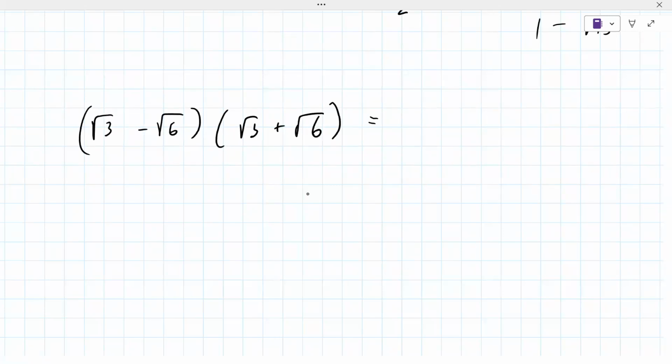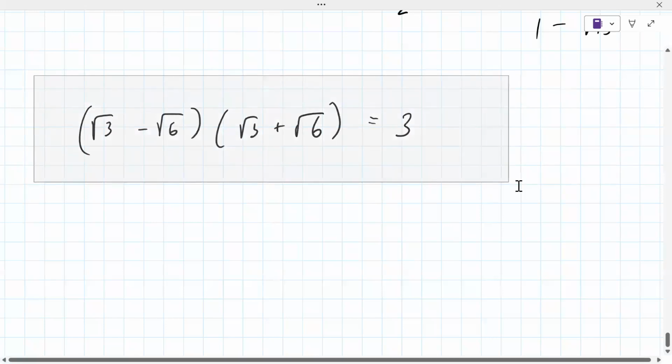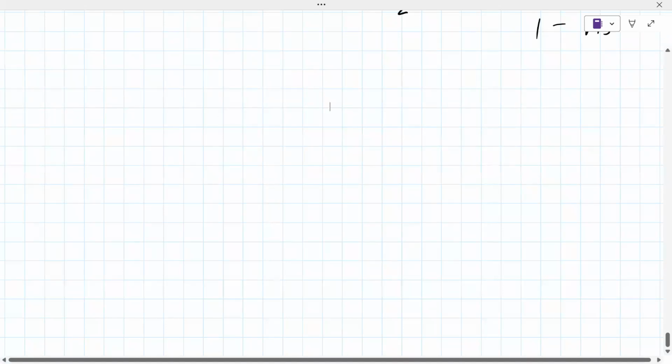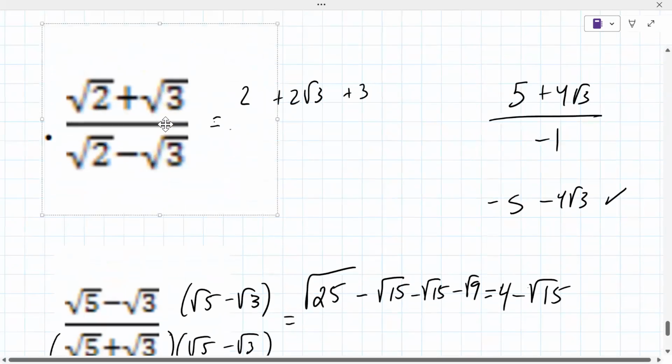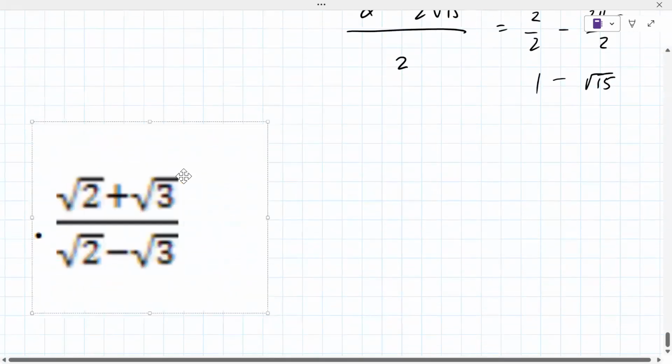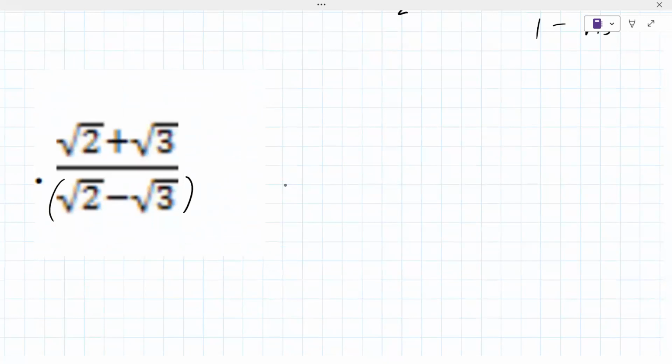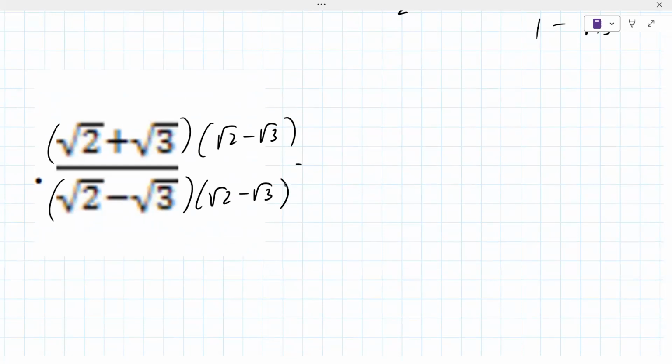So when you FOIL this, it's 3. Oh, sorry, this is a bad example. The FOILing isn't going right on these. So let me just work this one out here again for you. Okay, and it's not the one on the bottom. It's always the one on the top.